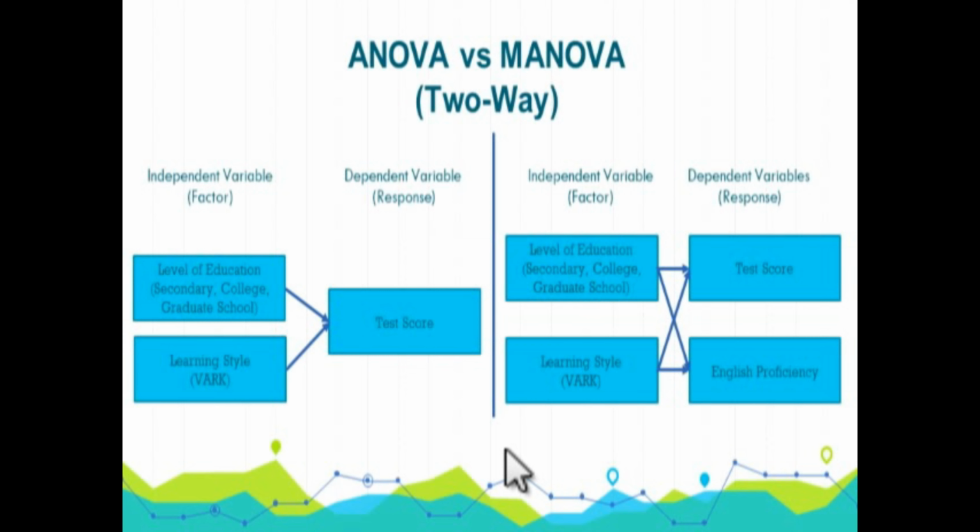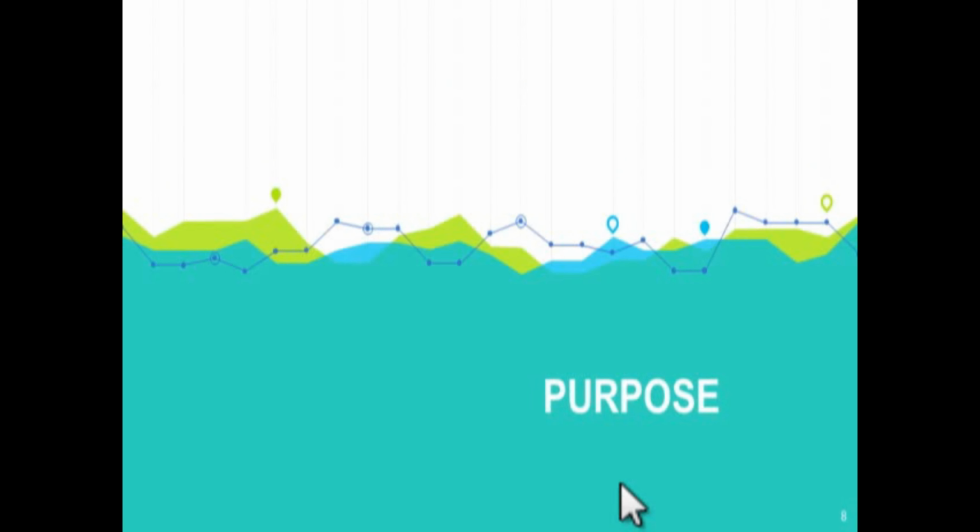All right, so going back to the definition, ANOVA examines the differences among various group means on a single response, which is the test score, while the MANOVA examines the differences among various group means on two or more dependent variables. So in the case of the MANOVA in the illustration, the dependent variables are the test scores and the English proficiency.